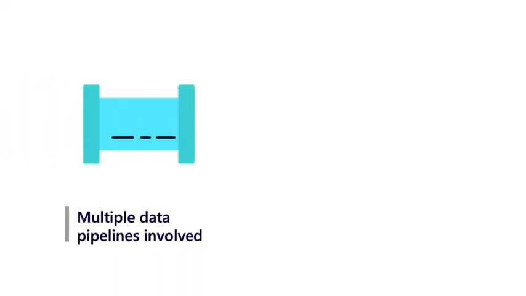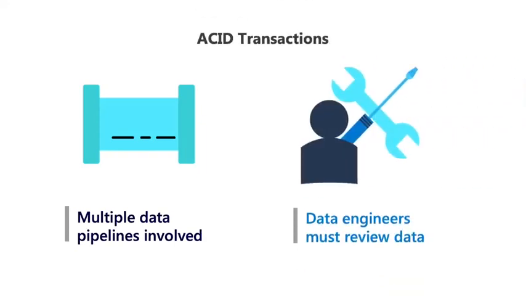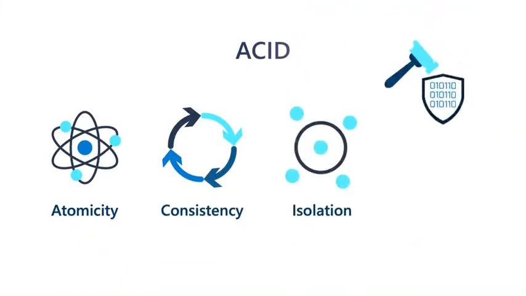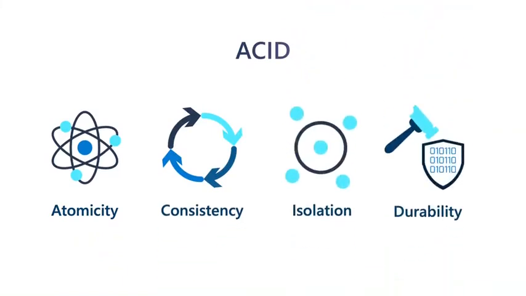Data lakes typically have multiple data pipelines reading and writing data concurrently. And data engineers must go through a tedious process to ensure data integrity due to the lack of transactions. Delta Lake brings ACID transactions to your data lakes. It provides serializability, which is the strongest isolation level.